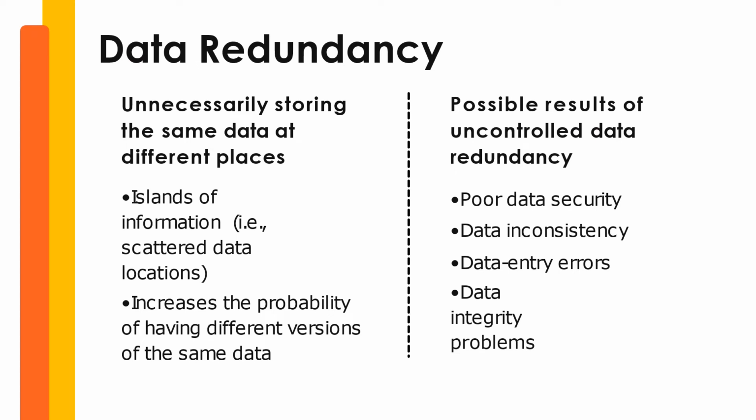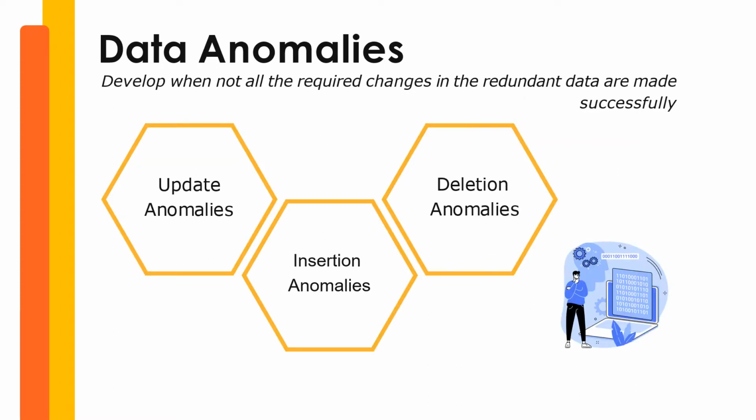Next is data redundancy. Data redundancy occurs when you are unnecessarily storing the same data at different places. In this case, you are generating islands of information that are scattered in numerous data locations. This also increases the probability of having different versions of the same data. Possible results of uncontrolled data redundancy are the following: poor data security, data inconsistency, data entry errors, and data integrity problems.